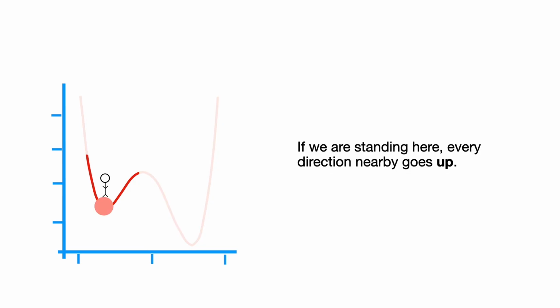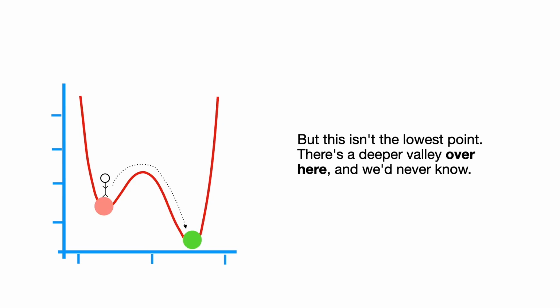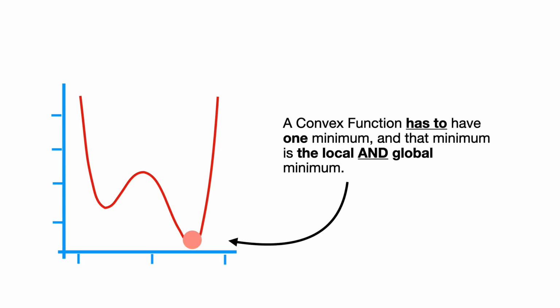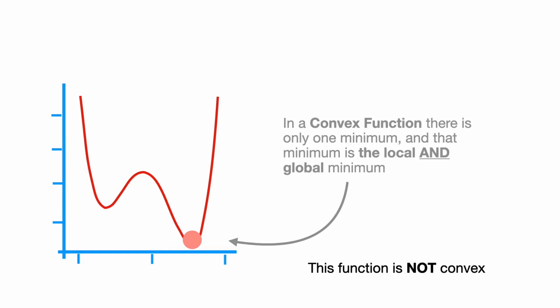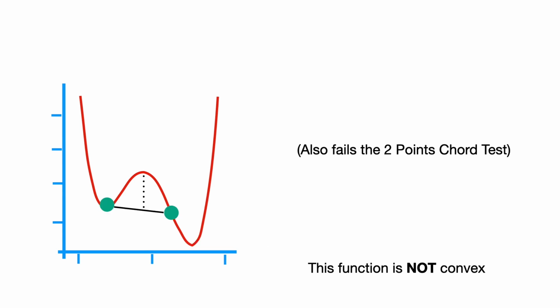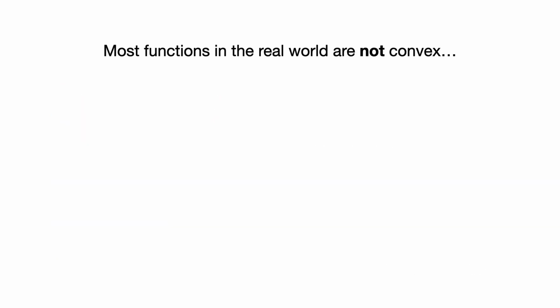If you're standing here, every direction nearby goes up. But this isn't the lowest point. There's a deeper valley over here and we'd never know. A convex function has to have exactly one minimum, and that minimum is the local and global minimum. This function is not convex due to the local minimum, which is not the global minimum. We also see how it fails the 2-point chord test, since the function is above the chord and does not instead sag down. Most functions in the real world, however, are not convex.